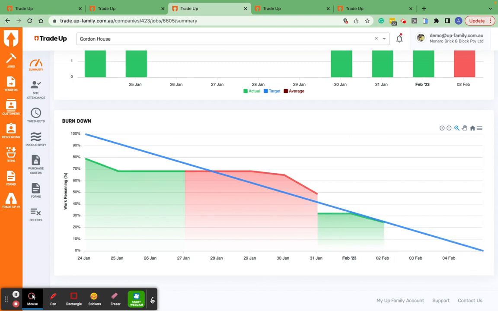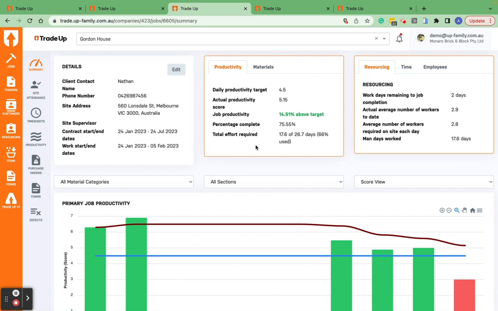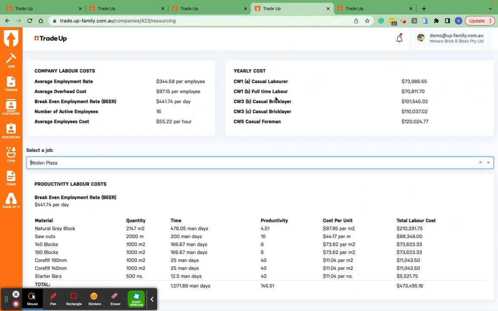So that's fabulous. Now, how does this translate into a bigger job that we might be doing as a trade contractor? So if we look over here, we can see a bigger job that we've got here. It's got a whole lot of other different materials in it that we need to install. We've got a quantity for each of those materials. We've got a productivity target for each of those materials.